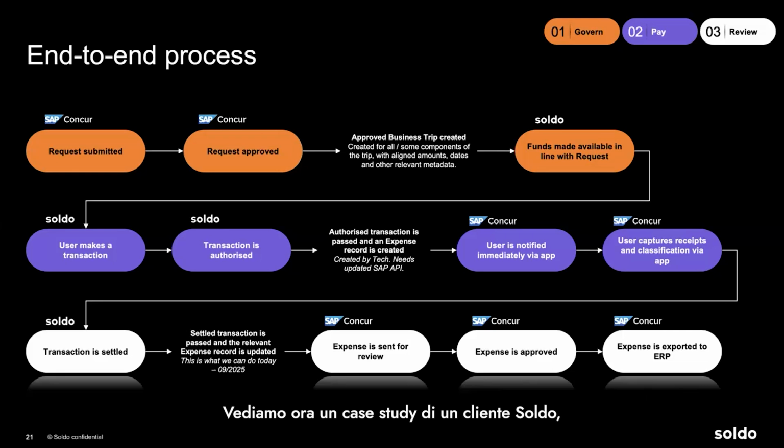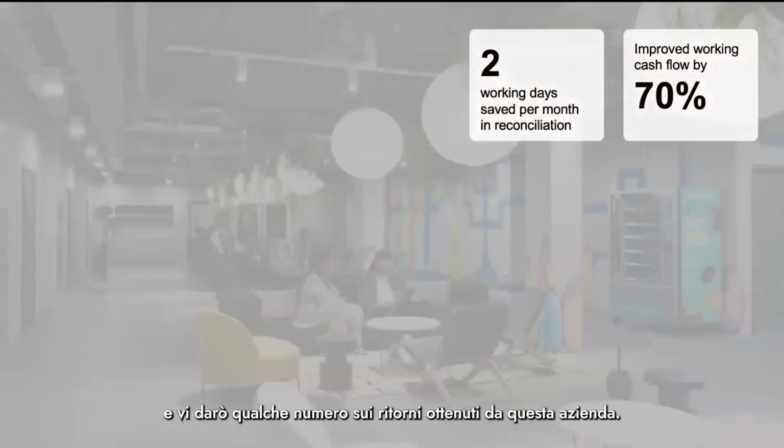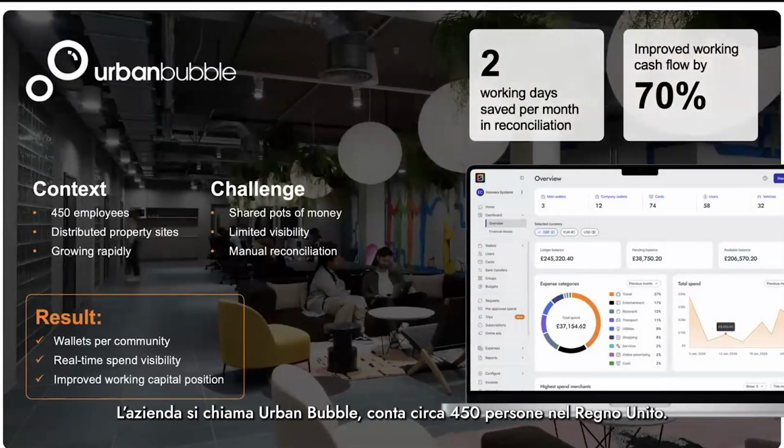So let's look at a case study of a Soldo customer, and I'll give you some numbers of what kinds of returns this particular organization has achieved. The organization is called Urban Bubble. There are about 450 people across the UK. They are one of the largest operators of build-to-rent property in the UK.